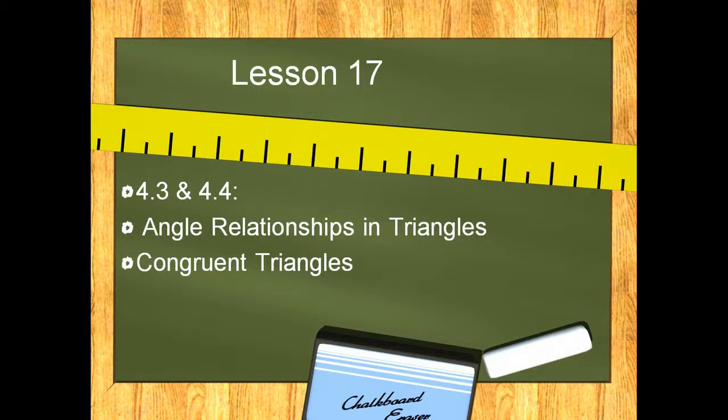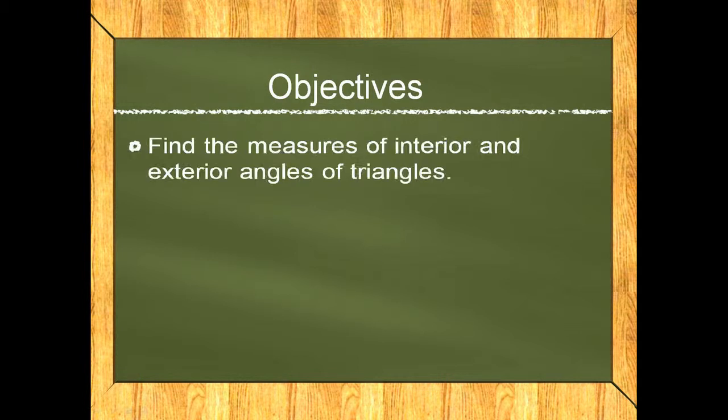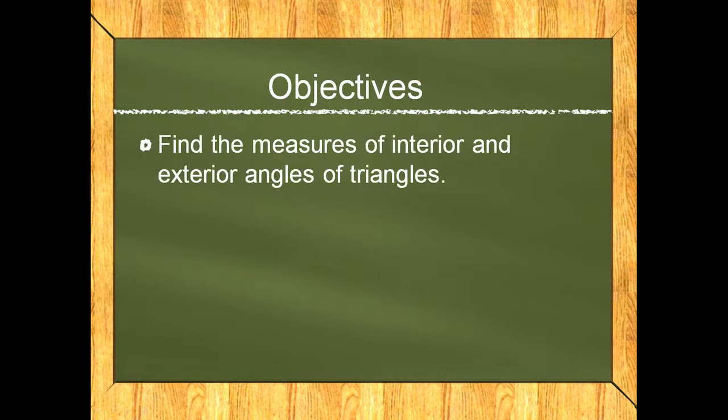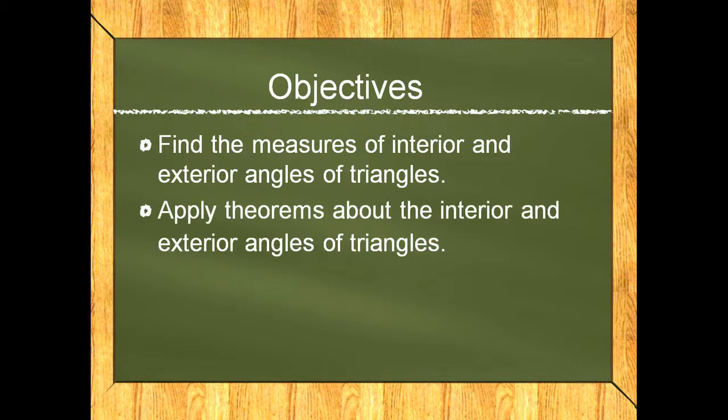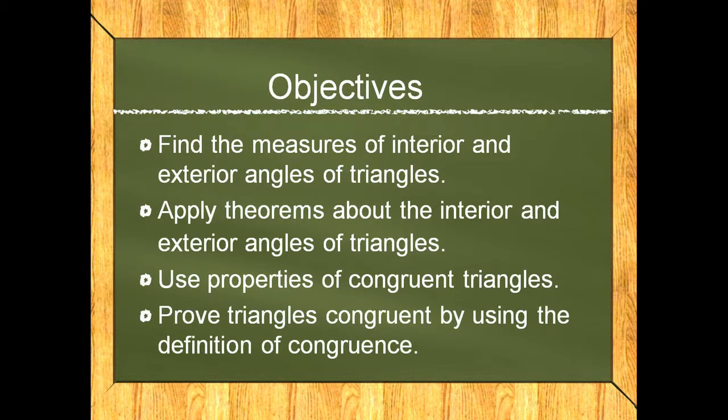Lesson 17, Angle Relationships and Congruent Triangles. Your objectives for this lesson are to find the measure of interior and exterior angles of triangles, apply theorems about the interior and exterior angles of triangles, use properties of congruent triangles, and prove triangles are congruent by using the definition of congruence. So let's get started.